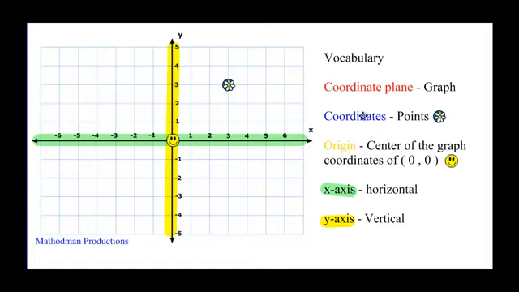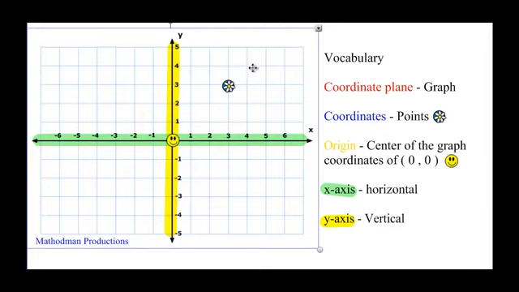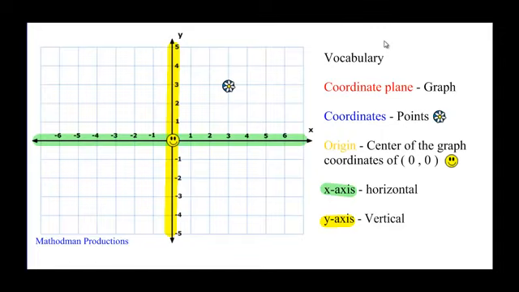Coordinates are just the fancy word for the points. So I put a coordinate here, a flower. That's a coordinate. They also call it an ordered pair, whichever one your teacher prefers. Coordinates or ordered pair, they mean the same thing.